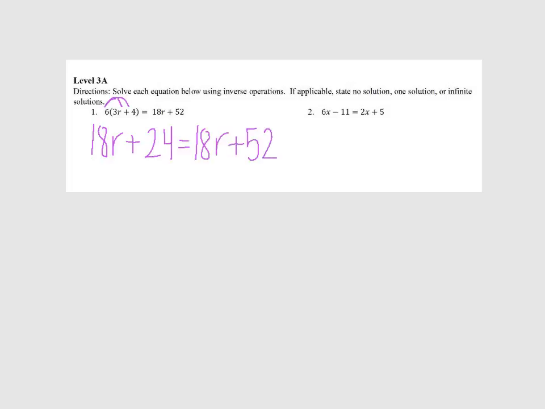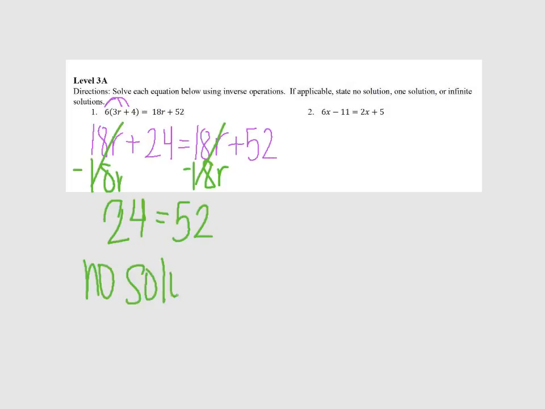Now I notice that I have r's on both sides, so I'm going to move my 18r on the right over by doing the inverse. My 18r's cancel, and I'm left with 24 equals 52. I ask myself, does 24 equal 52? And I say no, so that is no solution.